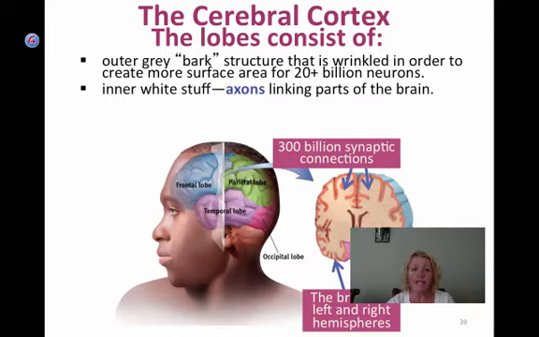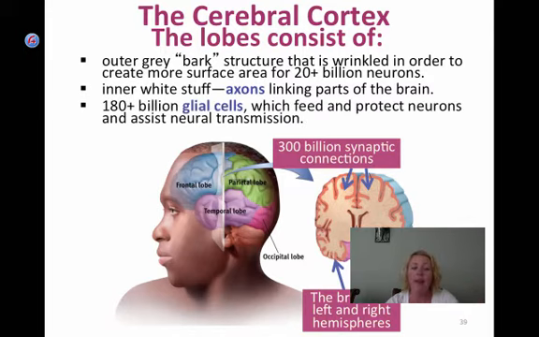The inner white stuff are axons linking parts of the brain. And then there are 180 plus billion glial cells, which feed and protect neurons and assist neural transmission. So glial cells are kind of like glue cells. They allow all of the neurons to communicate, and they give them the necessary energy and food, in a sense, that they need to grow and transmit and do what they're supposed to do. We have over 30 billion synaptic connections in our brain.